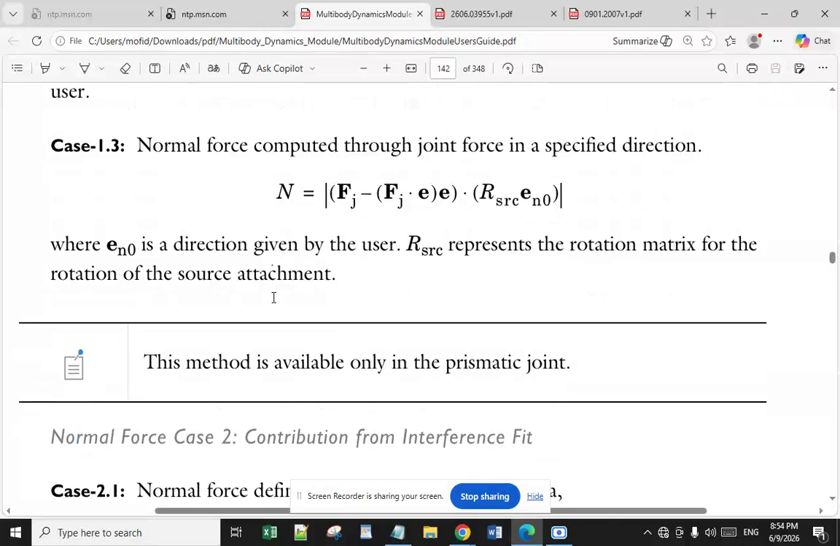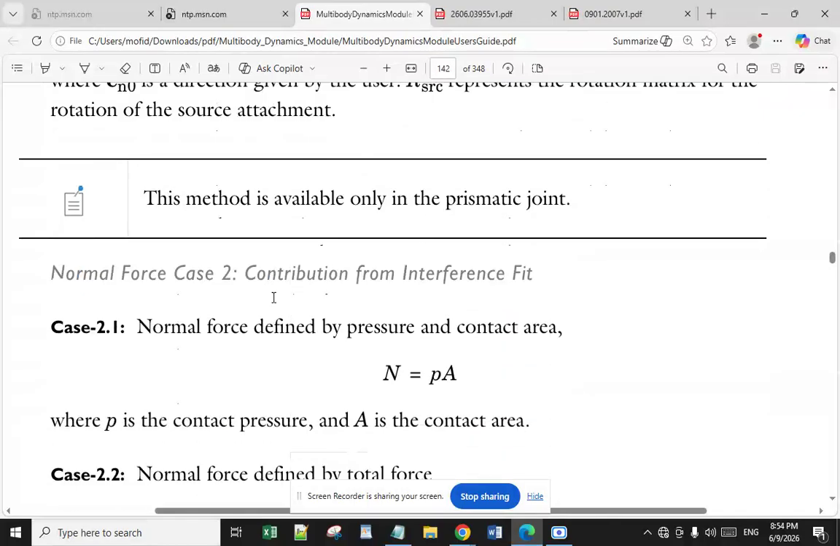Case 1.3, normal force computed from joint forces in a specified direction, such as N = |Fj - Fj·e·e| multiplied by R source e n0, where e n0 is the direction given by the user. R source represents the rotation matrix for the rotation of the source attachment. This method is available only in the prismatic joint.